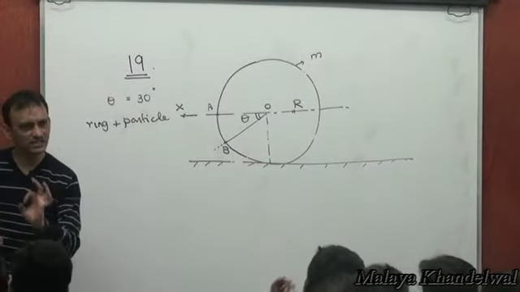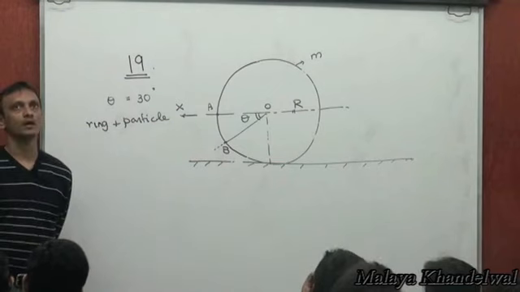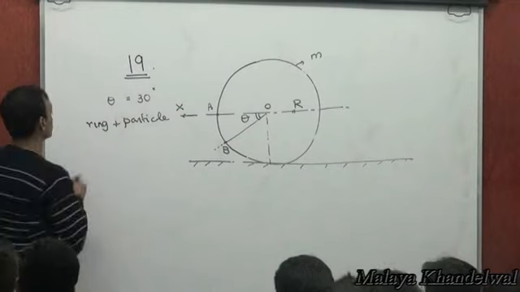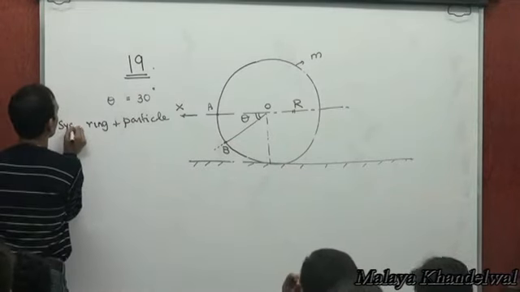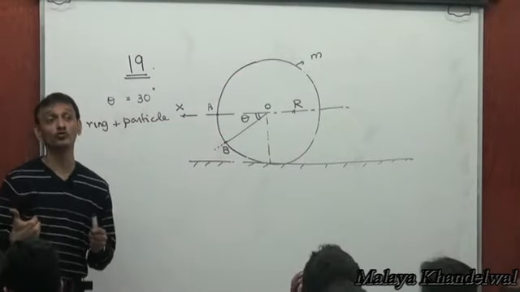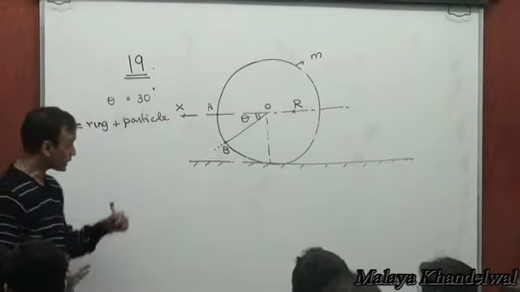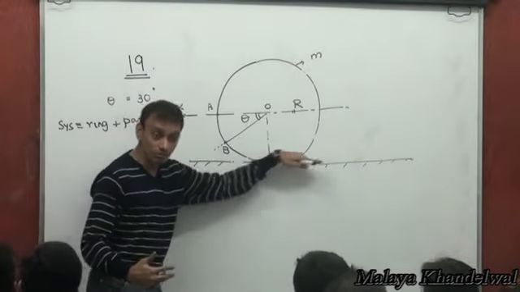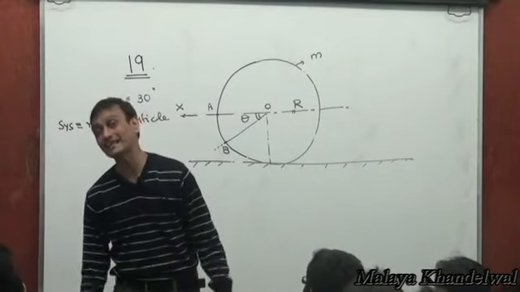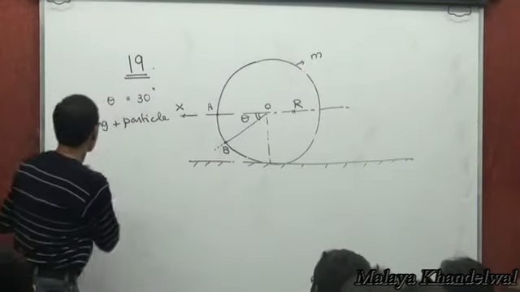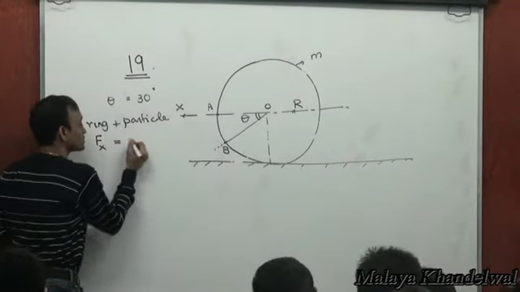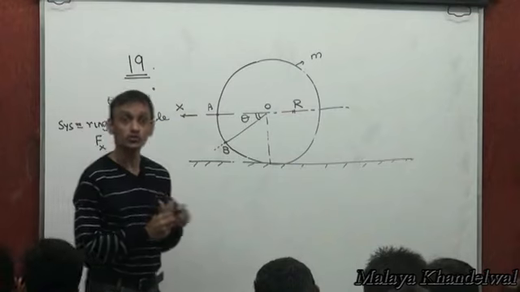As far as the ring plus the particle is concerned, in the x direction, is there any external force acting on the system? This is our system. Ring plus particle. Is there any net external force in the x direction? No. Again, because there is no friction, there is no force in the x direction acting. So Fx is 0 on the system.